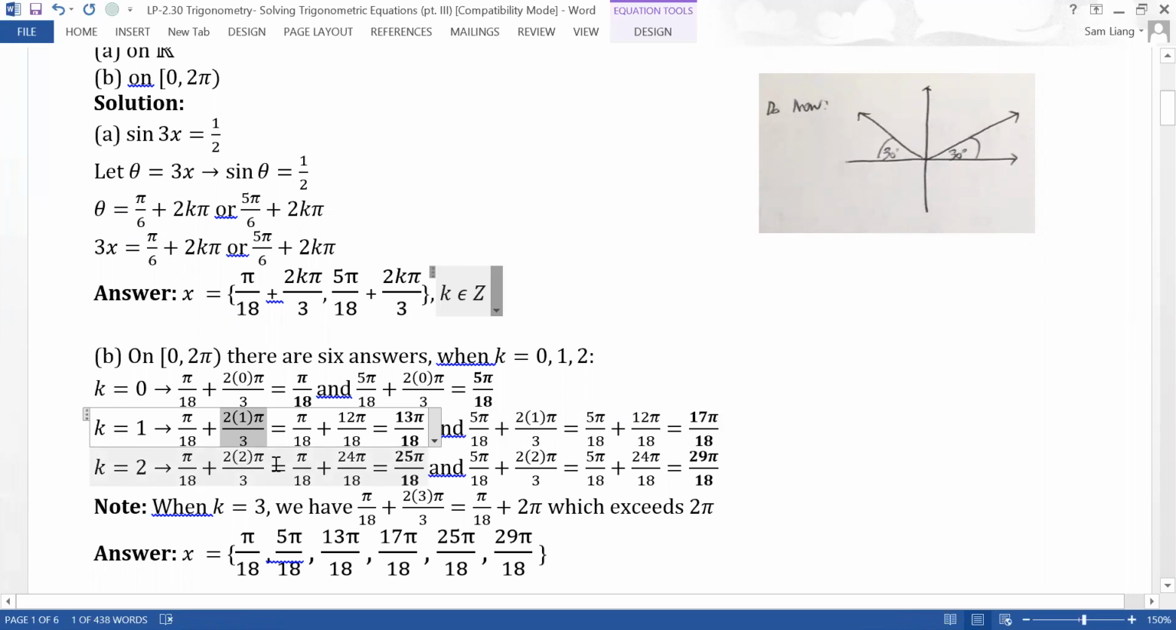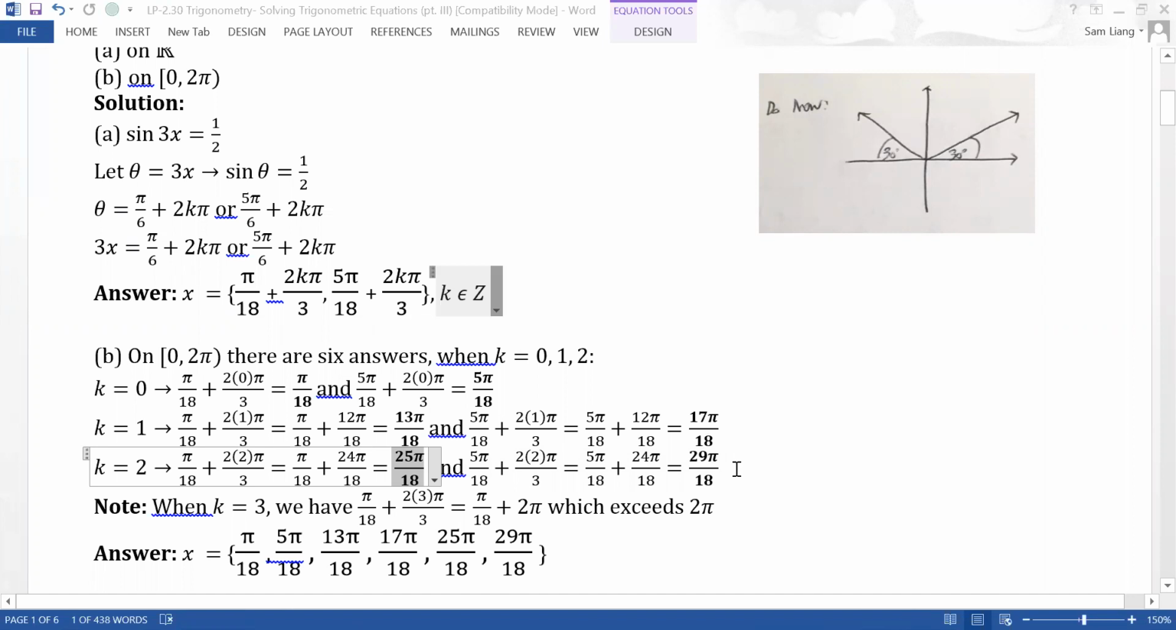If you do that, you're going to get pi over 18 plus 4 pi over 3. If you multiply 4 pi over 3 by 6 over 6, you get 24 pi over 18. And in sum, you'll get 25 pi over 18. And then for the other expression, you get 5 pi over 18 plus 24 pi over 18. That's 29 pi over 18.